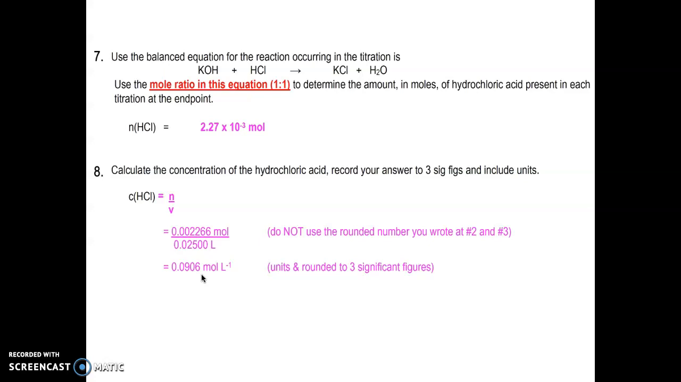You can now move on to page 15 in your workbook, where there is a further practice titration calculation to complete.